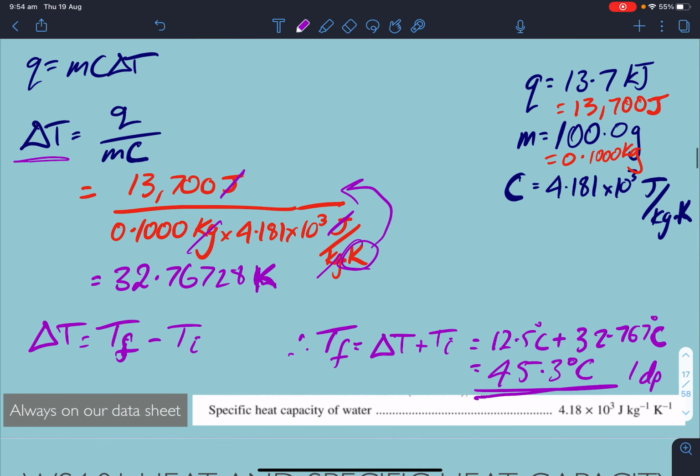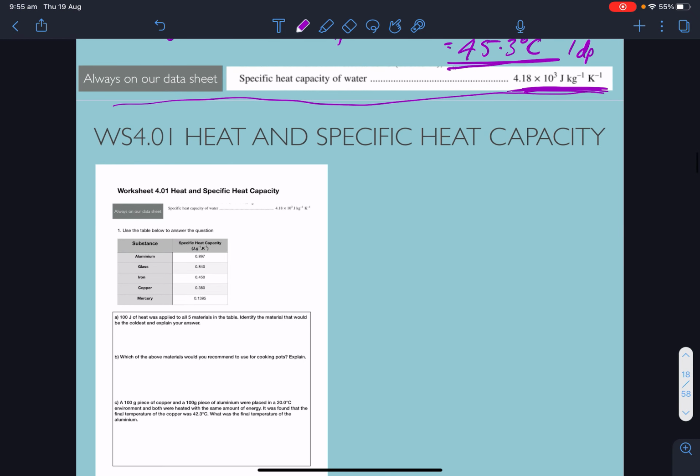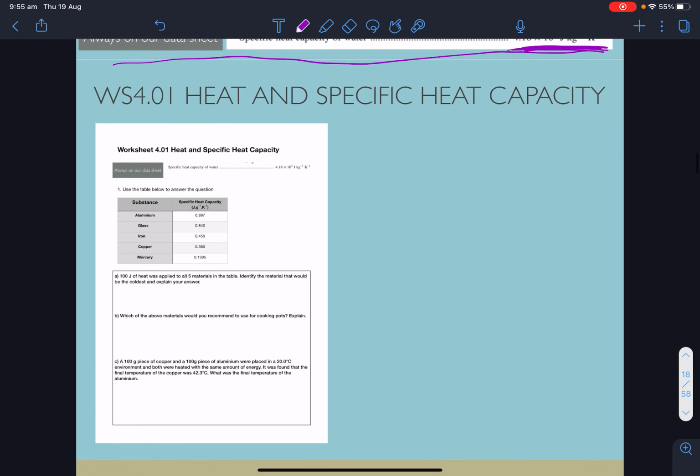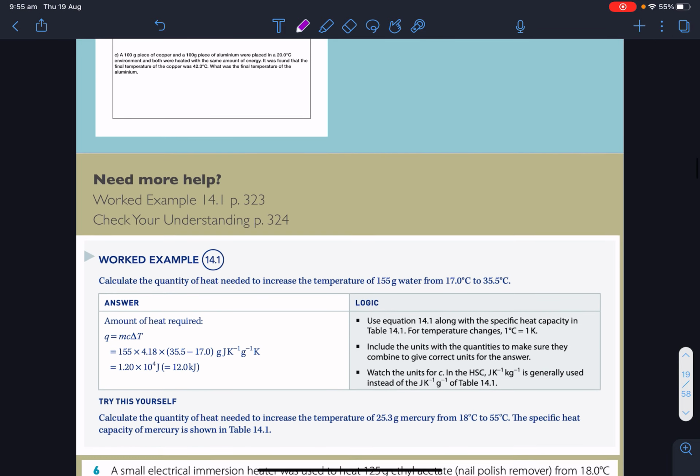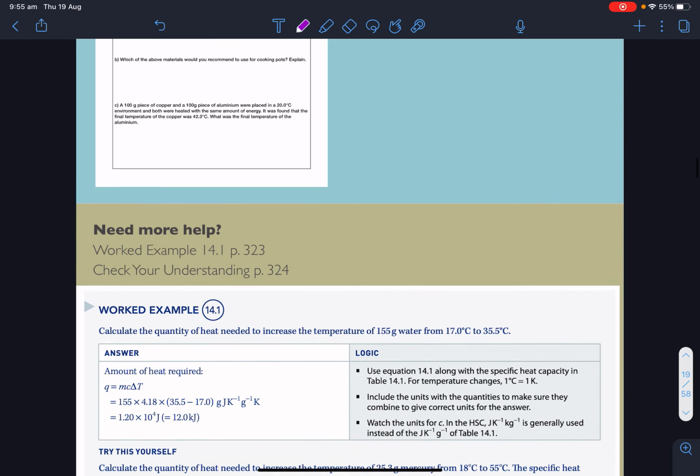Oh, look, always on our data sheet, the specific heat capacity is always there, but they've given it to us in joules per kilogram per Kelvin. All right, you've got enough knowledge to do this worksheet when you get a chance. And if you need some more help, there's some examples from the textbook.